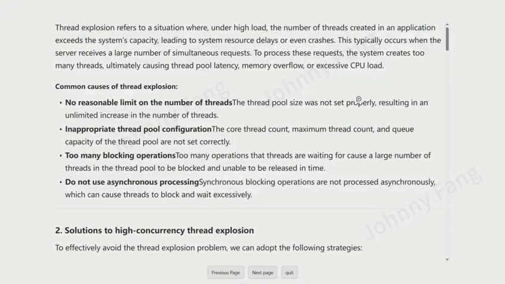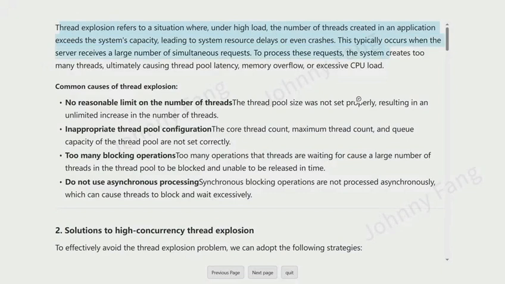Hello, today I'm recording this video to share with you the thread explosion problem I encountered in my previous work and how I solved it. This is a technical document I wrote before. I will introduce it in detail below.